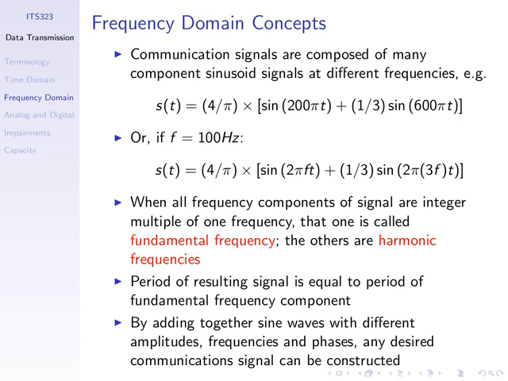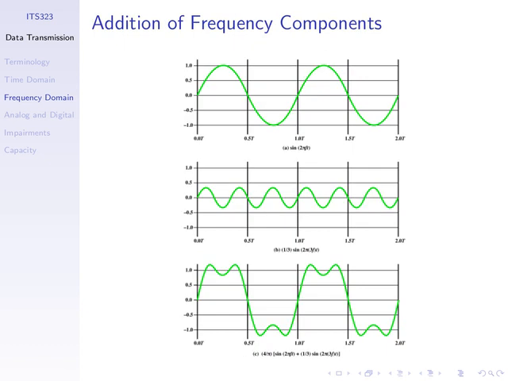This is 1 times 100. This is 3 times 100. We combine these two, we get this. Therefore, the fundamental frequency of this is 100 hertz. And this fundamental frequency is the frequency of our resulting signal.